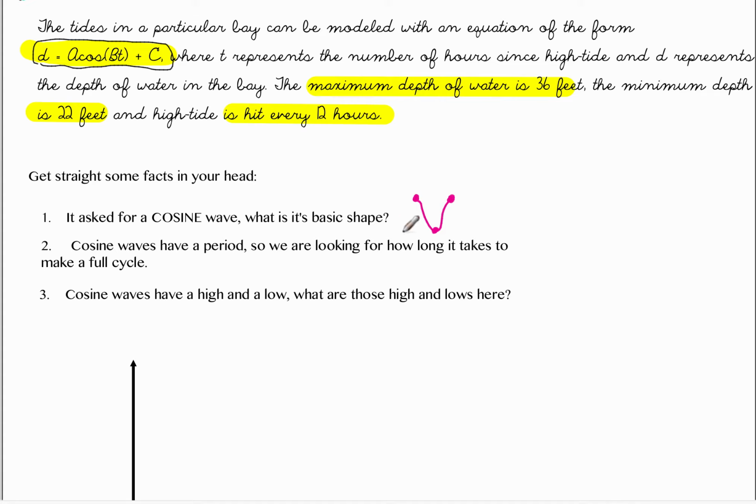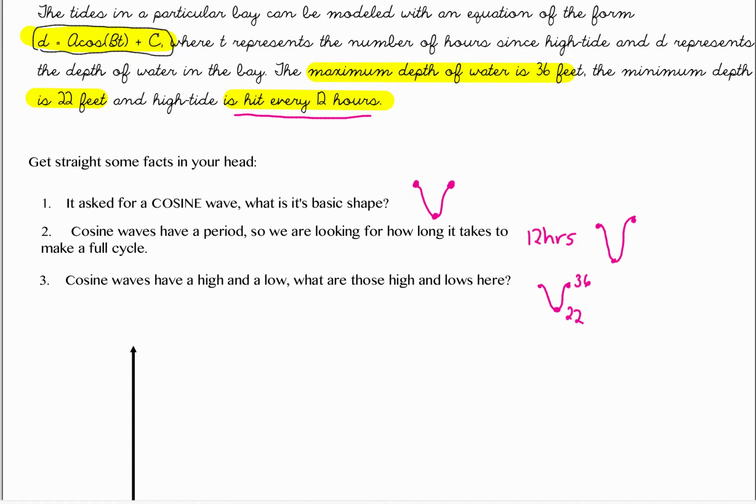Cosine waves have a period, so we're looking for how long it takes to make a full cycle. Well, if we come up here, it says high tide is hit every 12 hours. So that means it took 12 hours to go from high tide to low tide to high tide. Cosine waves have a high and low, and what are those highs and lows? Well, once again, at the highest point we have a depth of 36 feet, and at the lowest point we have a depth of 22 feet.